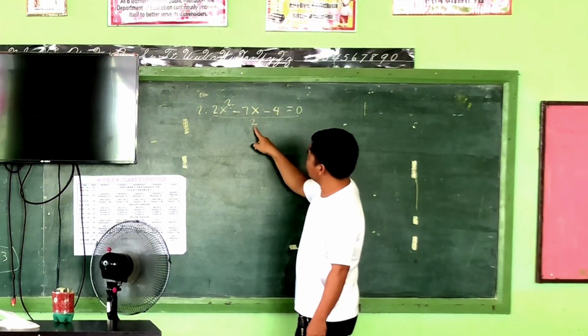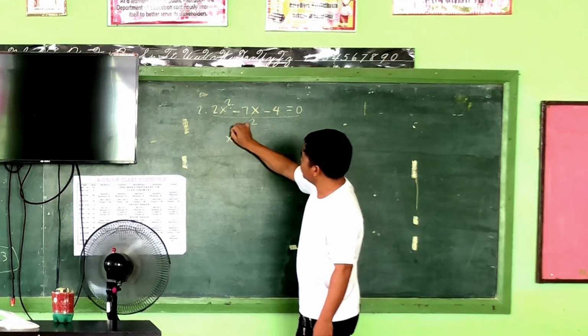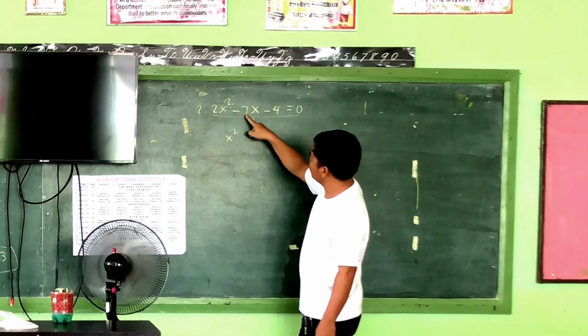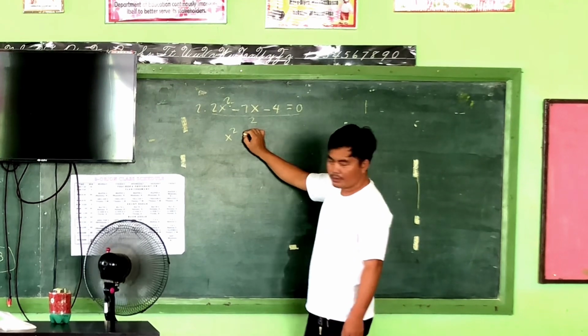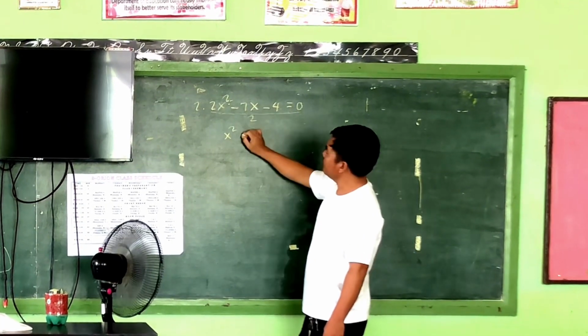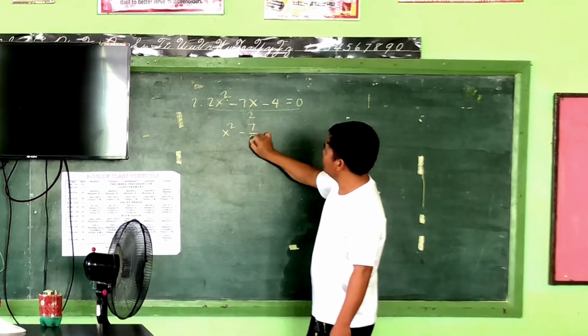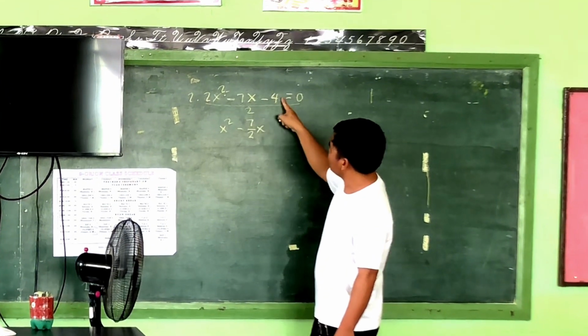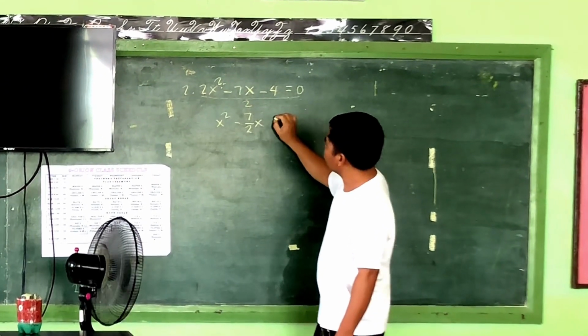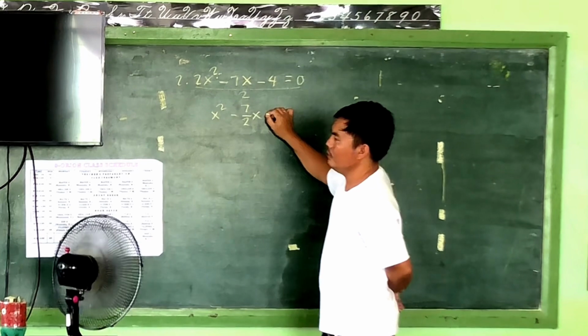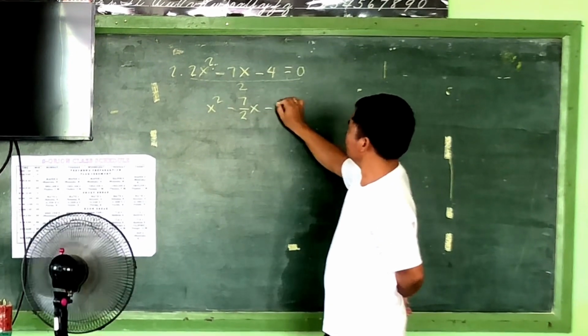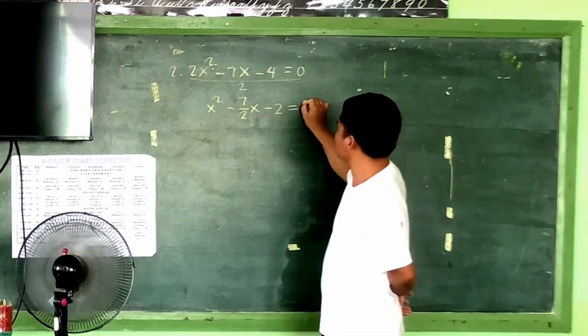2x squared divided by 2, what is it? X squared. Then negative 7 over 2x. Negative 4 divided by 2 is negative 2. Negative 2 equals 0. What's next?